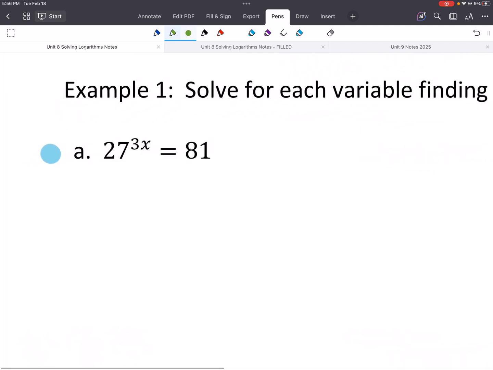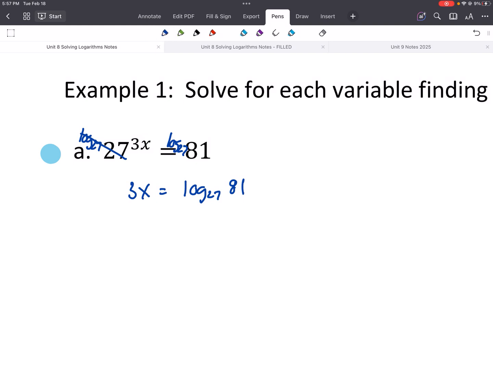So if we're trying to get x by itself, again, I'm just going to use log base 27. You could get a common base if you wanted to, but log base 27 on both sides. So 3x is equal to log base 27 of 81. And then we could just divide both sides by 3. If you give that a try, see if you can get that.